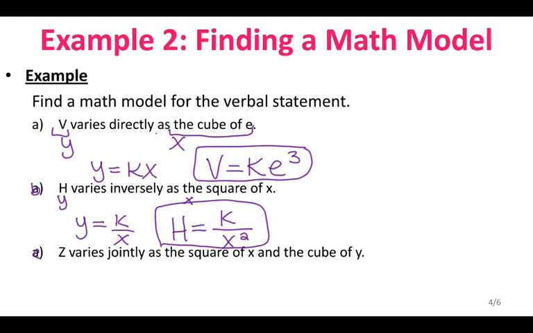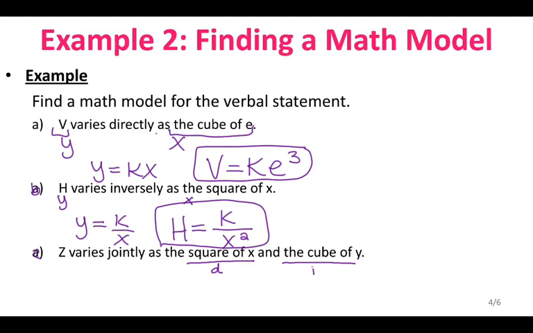For letter C, it says z varies jointly as the square of x and the cube of y. So when it says varies jointly, the first part, the square of x, is going to be your direct variation. And the second part, the cube of y, is going to be your inverse variation.